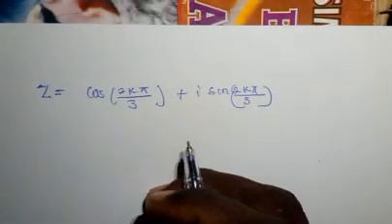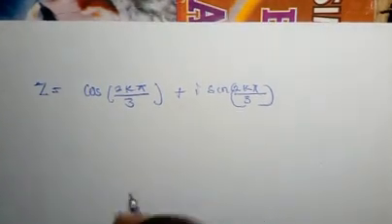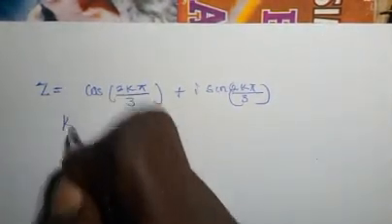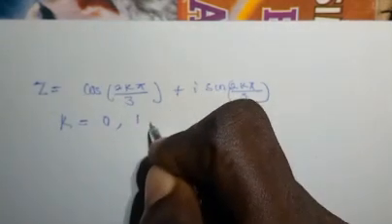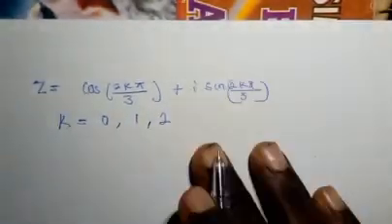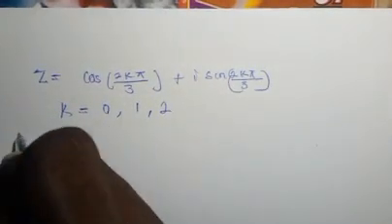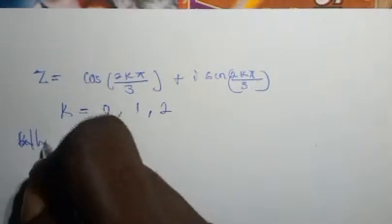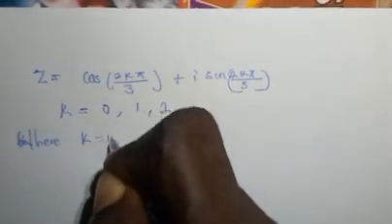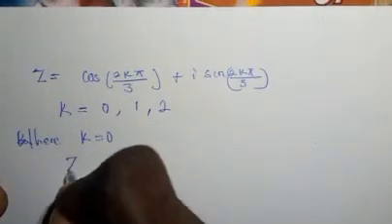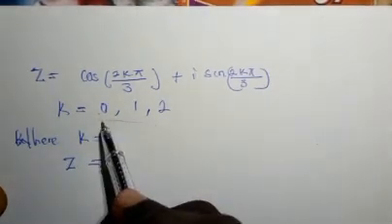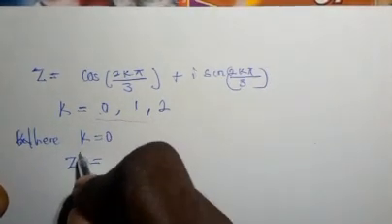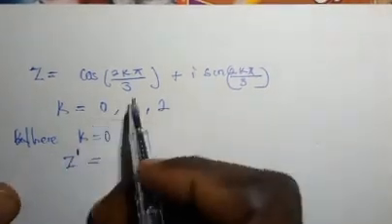So, I open to the next page, guys. So let's take k to be 0, 1, 2. So now, this implies that we're going to be getting 3 values for z from the equation.